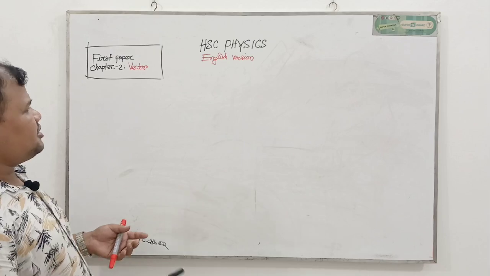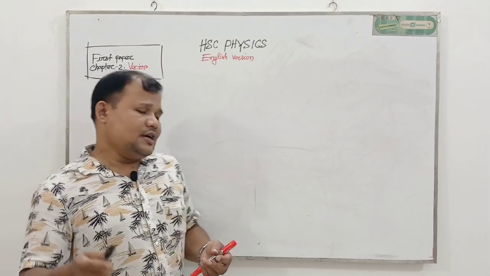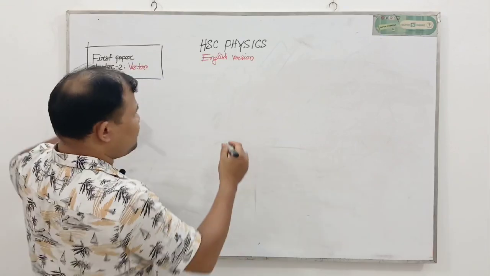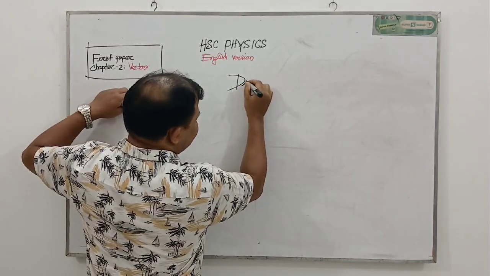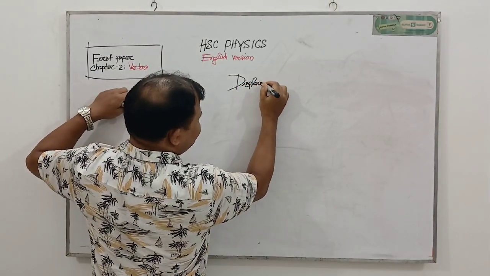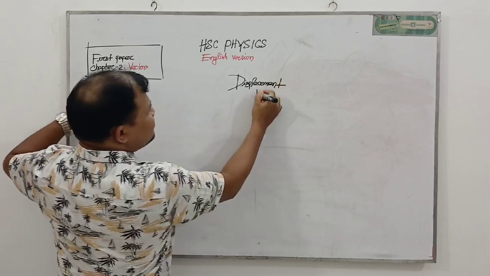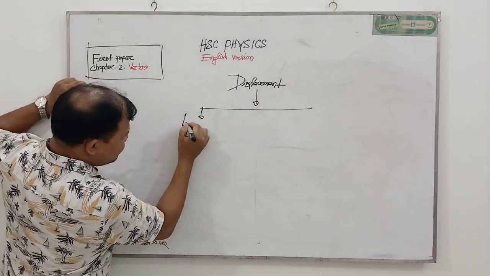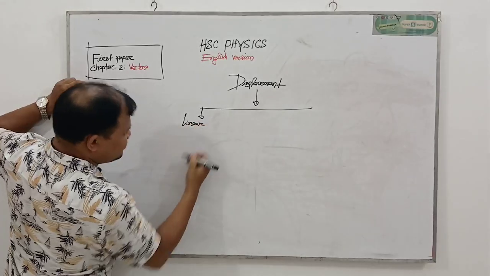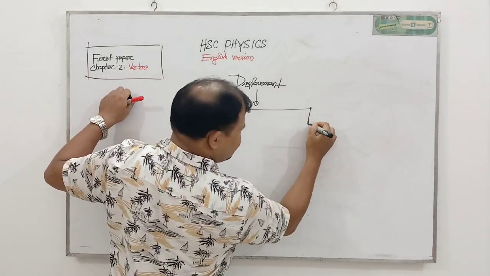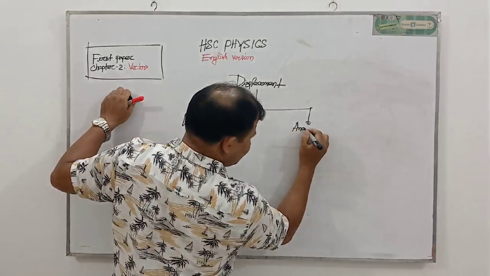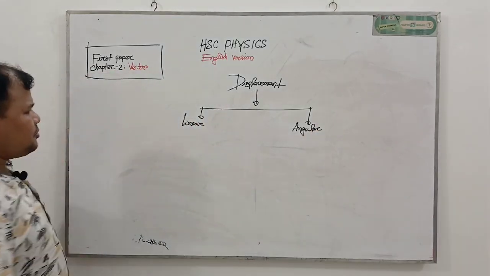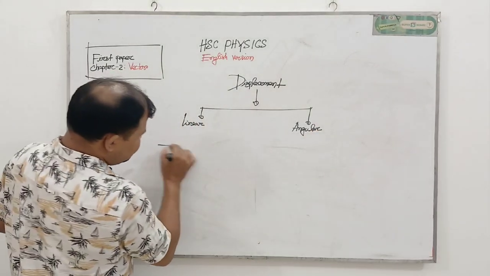My dear students, in our previous lecture we learned about displacement. Displacement is mainly of two types in our physics: one is linear displacement, another is angular displacement. My dear students, what is linear displacement?